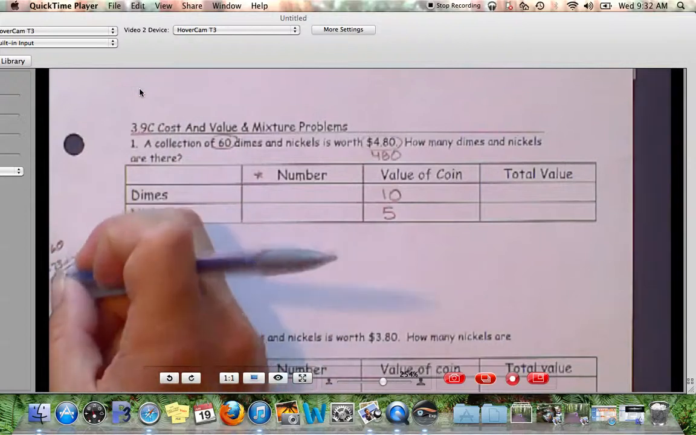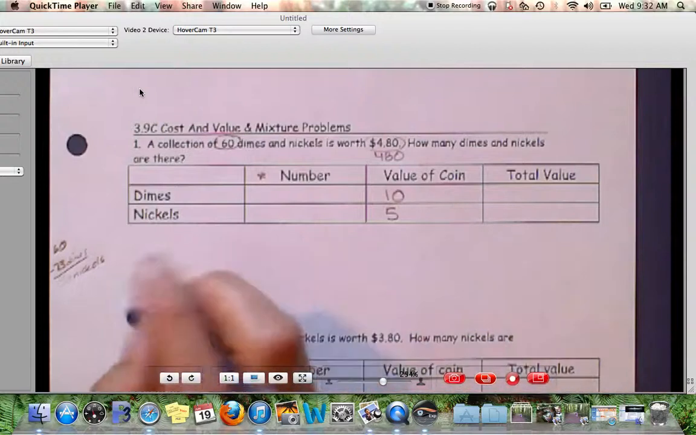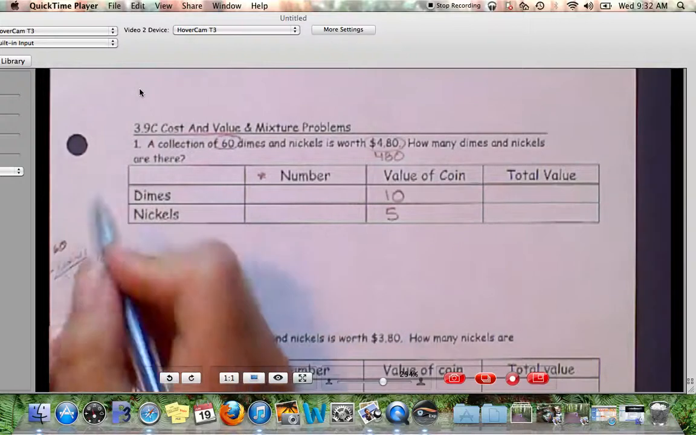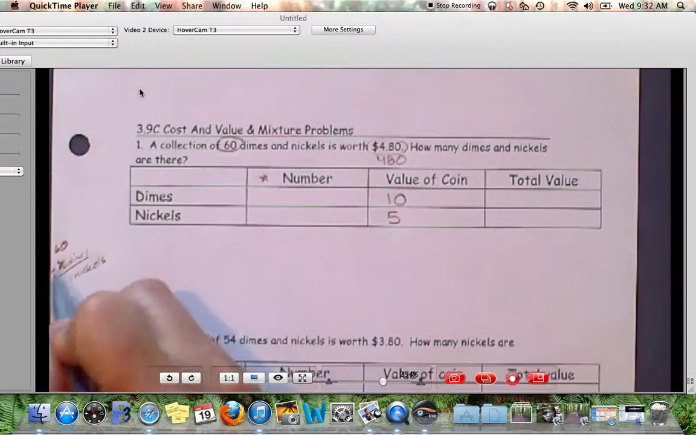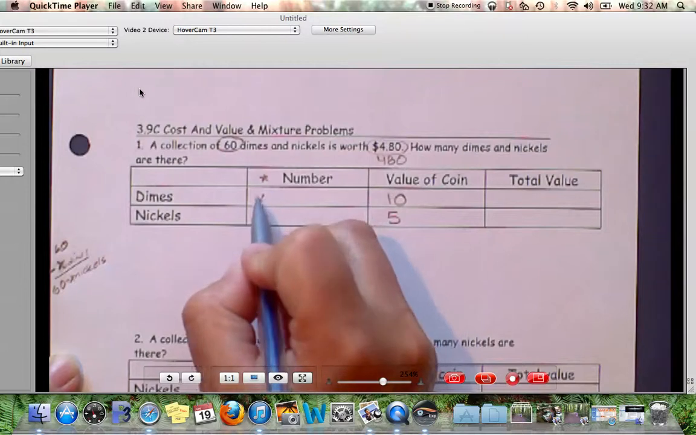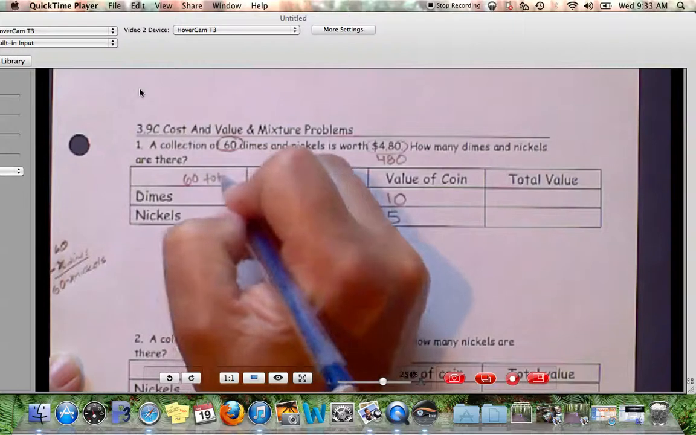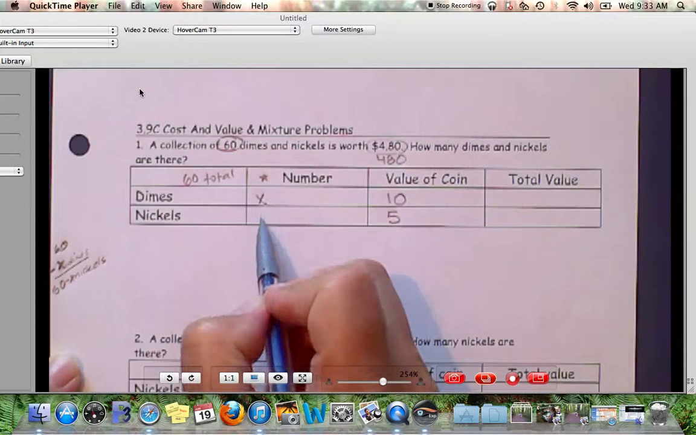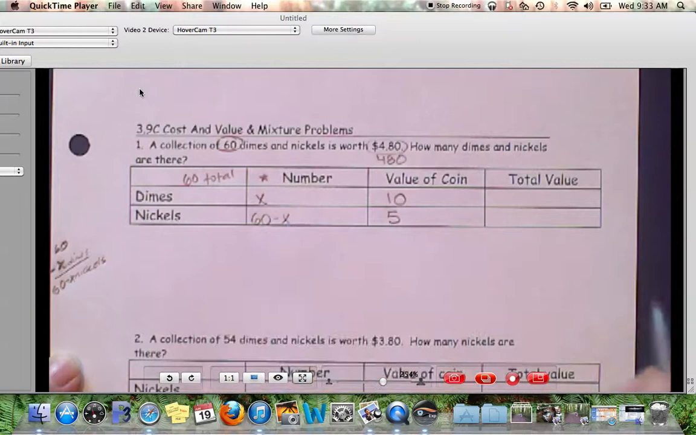Now here's the problem. We don't know how many dimes or nickels we have. So instead of an actual number for the dimes, we have X number of dimes. Now we just write an expression, 60 minus X. So if we're going to call dimes the variable X, and we know we have 60 total, then you're going to take the 60 and subtract the dimes, and that will leave you with the nickels. So we write an expression, 60 minus X.